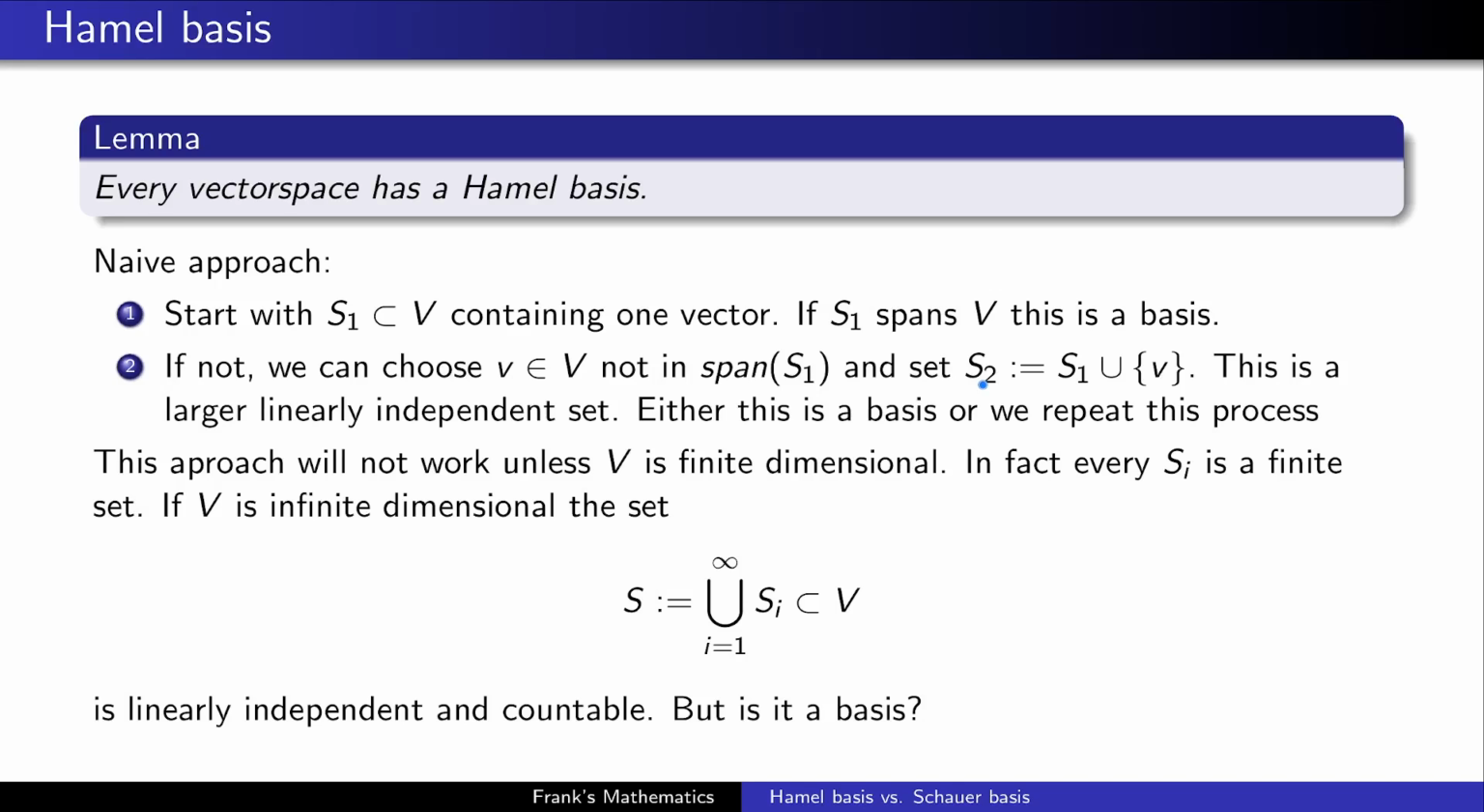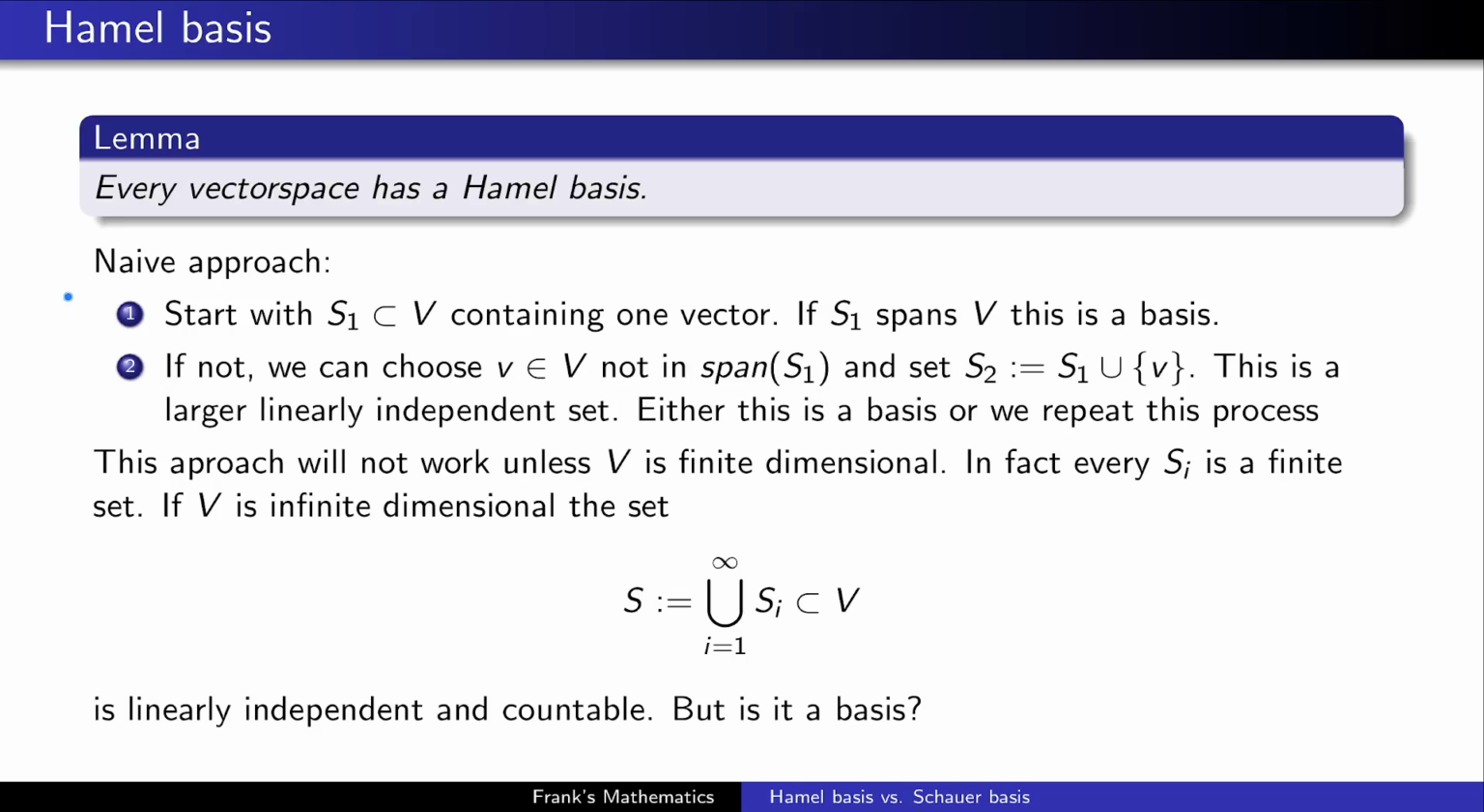If V is infinite dimensional, well, this process will go on forever, and it is clear that no S_i will be a basis and therefore will not be a Hamel basis at all, because every S_i is a finite set. But we are smart, we just define the set S to be the union of all S_i. This, of course, if V is an infinite dimensional vector space, is a linearly independent set by construction, and it is infinite. So, in fact, it is countable. The question is, is this a basis? Well, I don't know, and we will answer this question later.